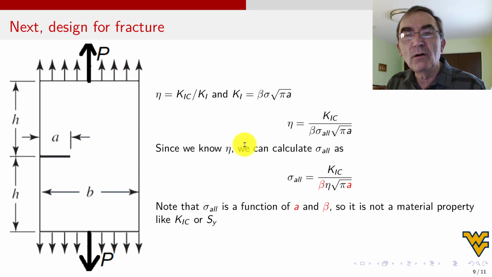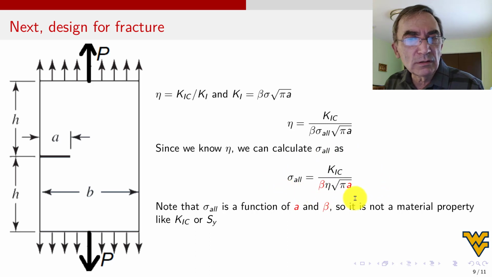Now we know eta, and we can calculate sigma allowable. Why do I put this sigma allowable there? Because this eta is fixed, 1.3. This equation works for any sigma, but if you know the eta, 1.3, then this becomes the sigma allowable, which is how much far field stress you can put. So we can calculate the sigma allowable as KIC over beta eta square root of pi A.